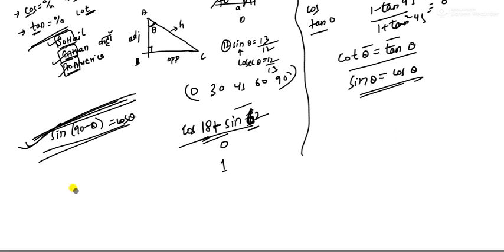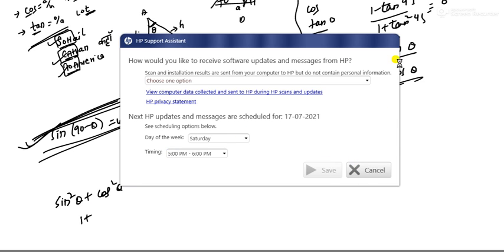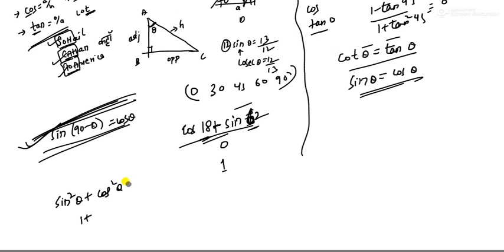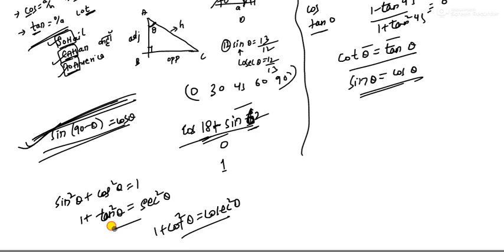And the last part from this chapter is based on identities. There are three identities: sine square theta plus cos square theta is equal to 1, and 1 plus tan square theta is equal to sec square theta, and 1 plus cot square theta is equal to cosec square theta. So based on this you will get some questions. Try to learn them properly.